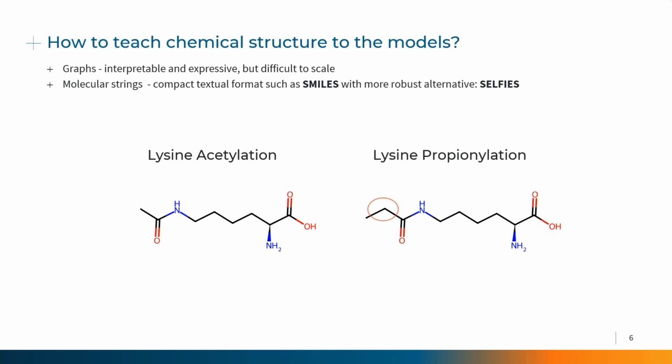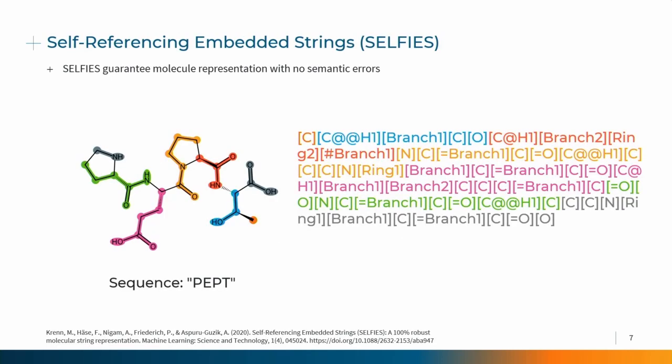We use something more robust, which is SELFIES. So let's talk about SELFIES. Self-referencing embedded strings also represent chemical structures in textual form. However, they are more robust in a way that if we have a valid SELFIES string, that means that it always leads to a plausible chemical structure. So the bonding types and the valency rules are already correctly implied in the SELFIES string.